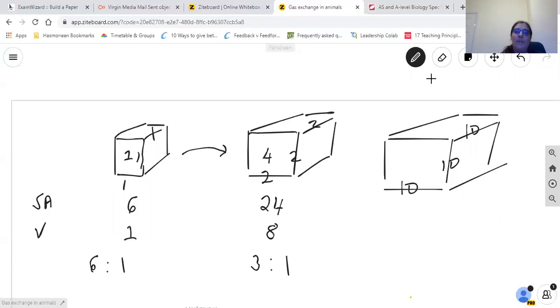And if we go to our 10 by 10 by 10, so our face is 100, so we have 600 surface area, and we have 10 by 10 by 10, which is 1000 in terms of the volume. So we actually now have only 0.6 to 1. In other words, we have less surface area for every volume. This creates organisms a real problem.